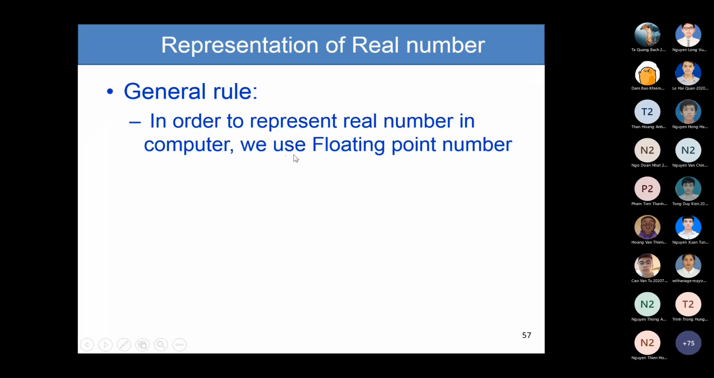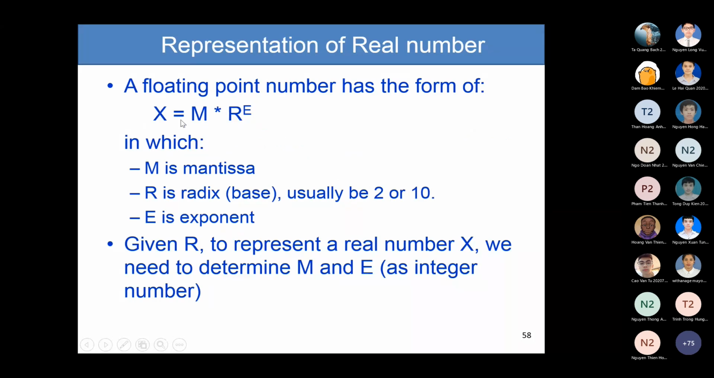We use a floating point number. So what is a floating point number? A floating point number has the form of m multiplied by r power e. So this is the floating point number of the number x. So we write x equal to m multiplied by r power e, in which m is the mantissa.